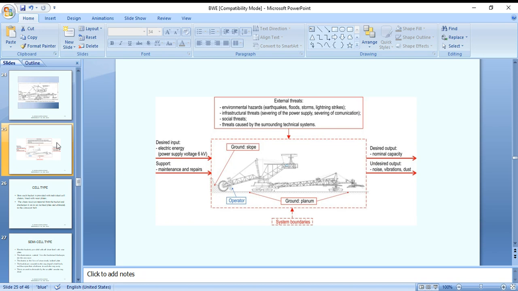Next, desired output: nominal capacity. Undesired output: noise, vibration, dust. Ground system boundaries: the operators, support, maintenance and repairs. Desired input: electrical energy, power supply voltage, 6 kilowatts. This requires ground slopes.